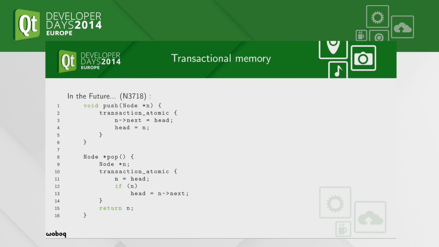So there is software transactional memory, or even most recent CPUs have hardware transactional memory that can do that in hardware. And this might even be in C++17, because there is a proposal to add that inside the C++ standard.